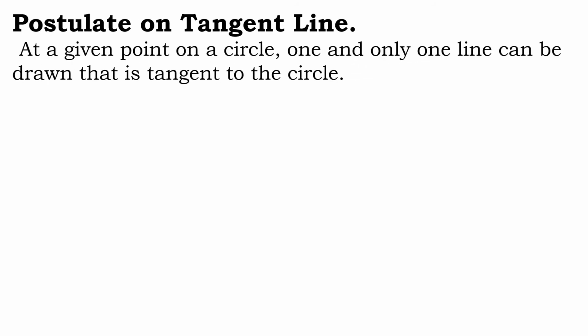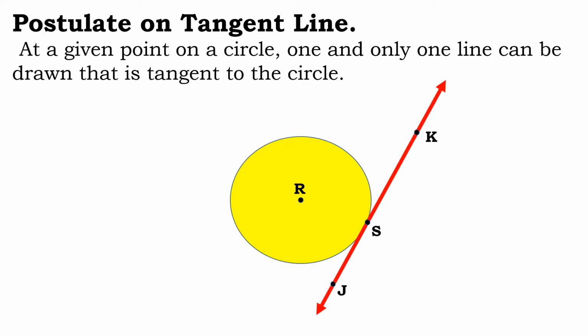Postulate on tangent line. At a given point on a circle, one and only one line can be drawn that is tangent to the circle. To illustrate, let us consider circle R. If point S is a point on the circle, then one and only one line can be drawn through S that is tangent to the circle.